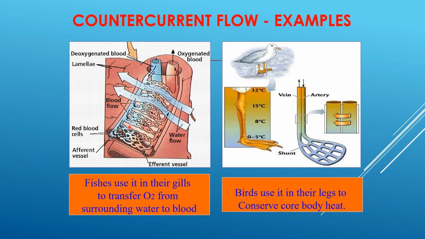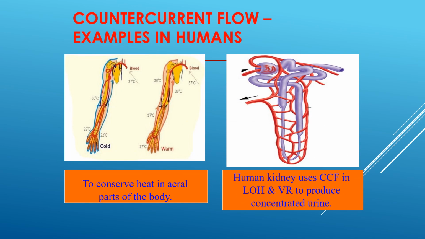And next, these are a few examples. Fishes use it in their gills to transfer oxygen from surrounding water to blood. So the same countercurrent mechanism operates in the gills of the fish. Birds use it in their legs to conserve core body heat. And in humans, it is present to conserve heat in acral parts of the body. Acral parts means limbs. This countercurrent system of blood flow is present in the acral parts or limbs of the body.